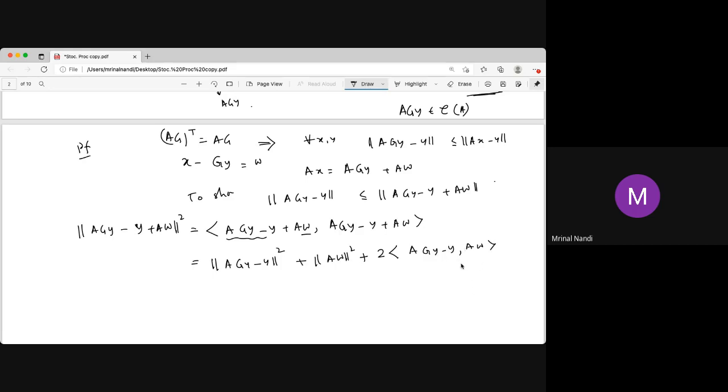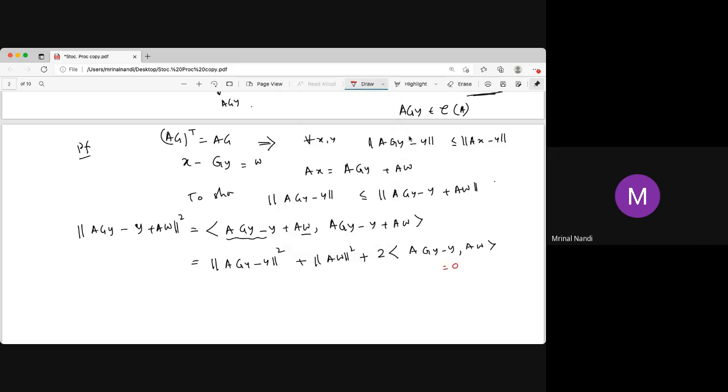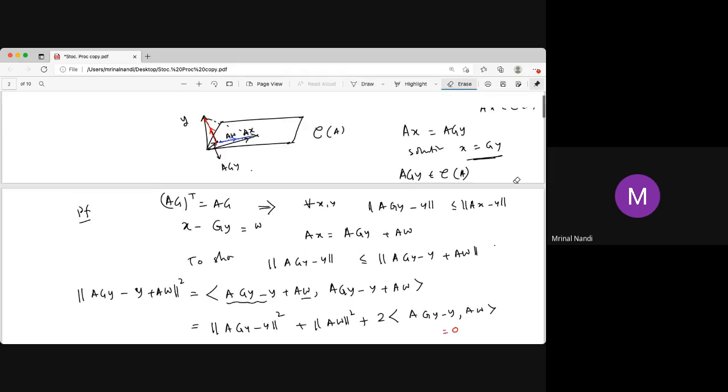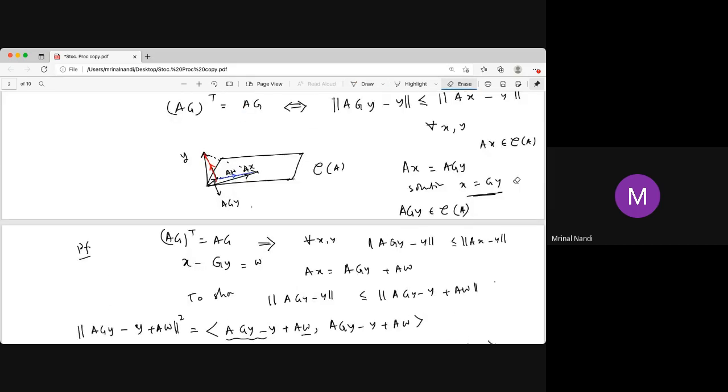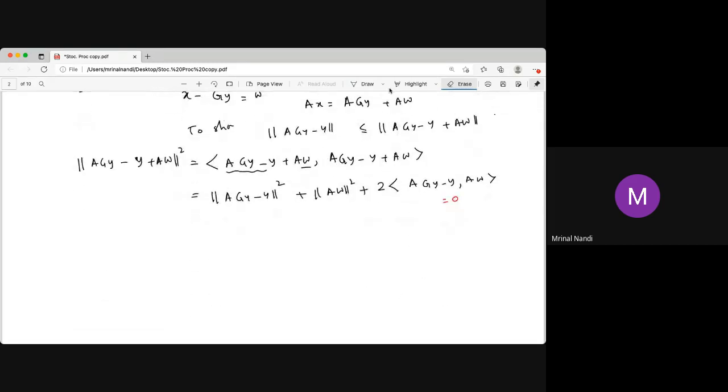Now inner product is dot product, like a dot b. In vector form, it is just a transpose b. The inner product of two vectors is just a transpose b. Remember, this inner product is a real number because norm is a real number. Now we just have to show this product term is 0. Recall the figure: AW and AG minus y are perpendicular. So we have to show the inner product is 0. Once I show that the inner product is 0, we are done.